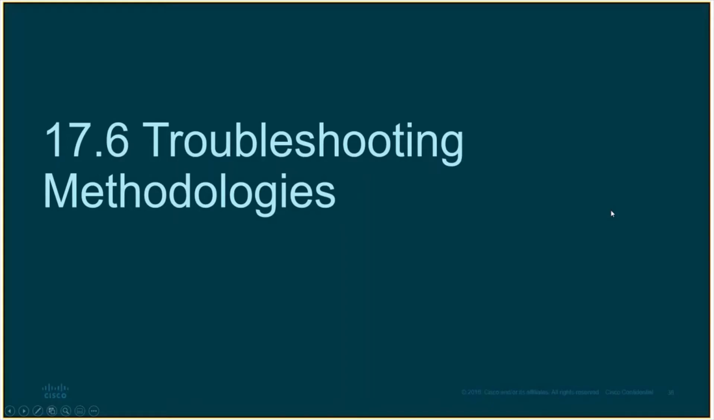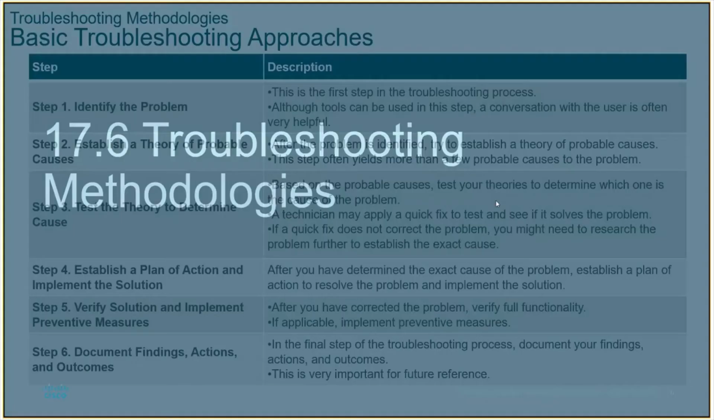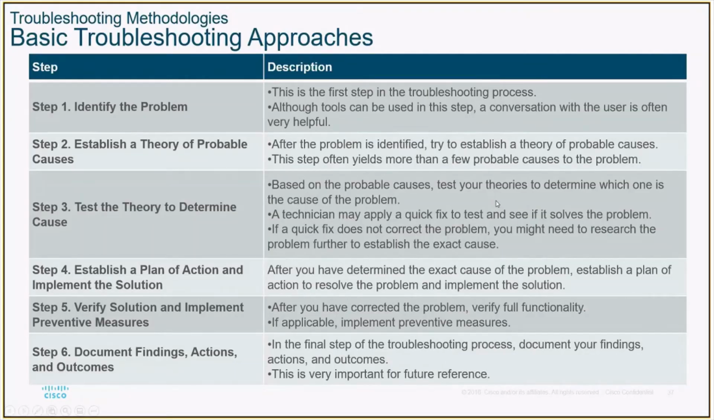Finally, we're done. So, no, we're not done, sorry, it's troubleshooting. So best troubleshooting approaches. And so basically, there's a process, and there is often some iteration in this process. So basically, the first step you need to do when someone's reporting a problem is you try to identify what the problem is. And so although tools can be used in this step, a conversation with the user is often very helpful. So you ask them what happened, when it happened, a few other pertinent questions.